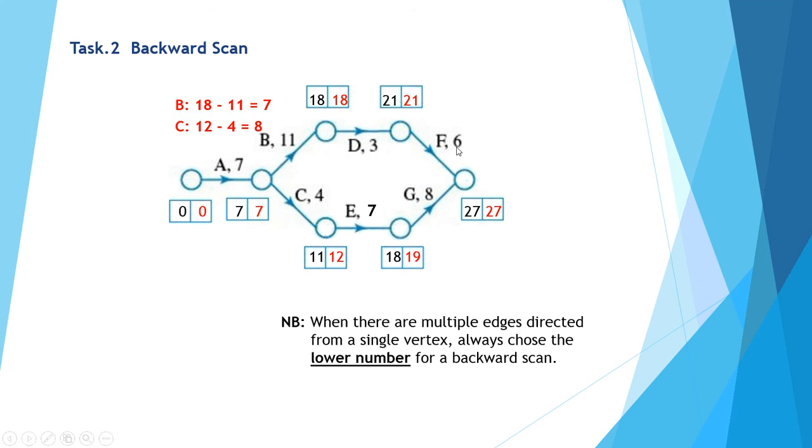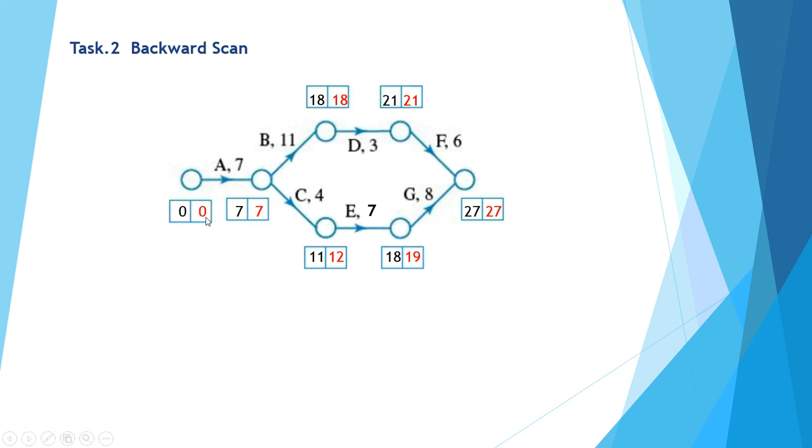27 minus 6 gives us 21, minus 3 gives us 18, minus 11 would give us 7 as one option going into the end of activity B. Working on the bottom branch, we've got 27, minus 8 gives me 19, minus 7 gives me 12, minus 4 gives me 7. Doing a reverse scan, we take the lower of the two options. Activity B going backwards would provide a time of 7, activity C going backwards would give me a time of 8. So we take 7 with a backward scan. 7 take 7 gives me 0. So there's a completed forward and backward scan for our new network.